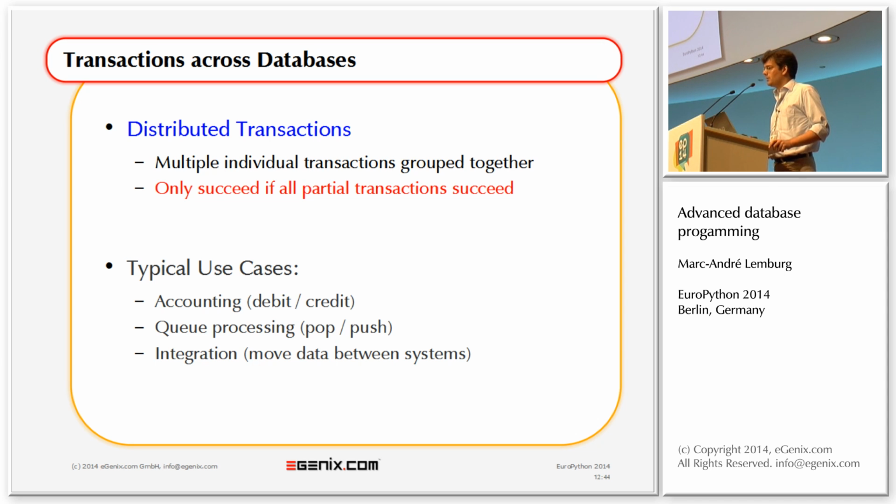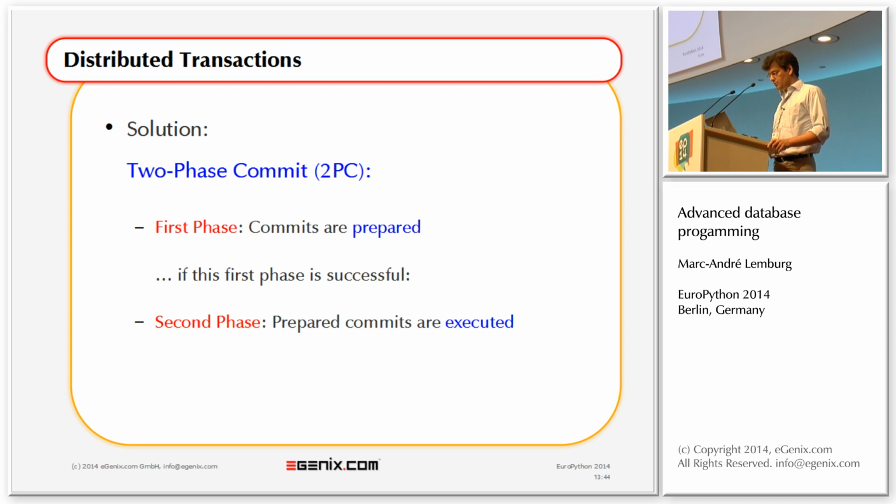Typical use cases are in accounting, for example, you debit from one account on one database and you credit the amount to some other database. You only want that to succeed if both databases have actually made the change. And you have similar things in queue processing, or if you want to integrate different applications. Now the typical buzzword that you'll hear when talking about distributed transactions is two-phase commit, which is the standard method of approaching this problem.